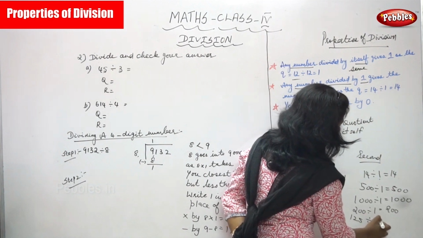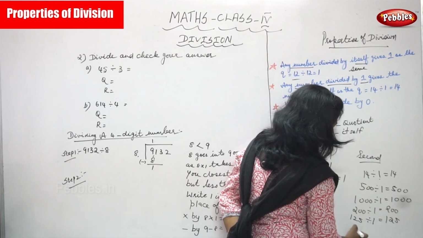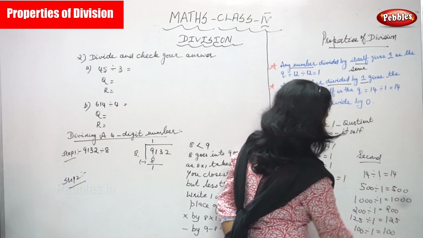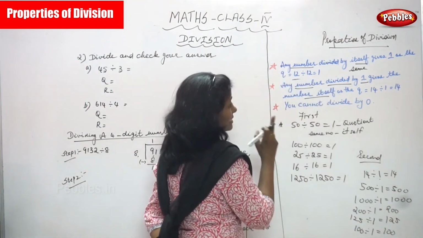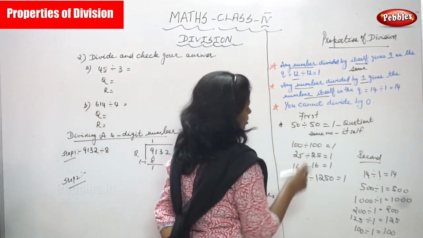125 divided by 1, you can get 125. For example, 100 divided by 1, you can get 100. So these are the examples of the second property: any number divided by 1 gives the number itself as the quotient.